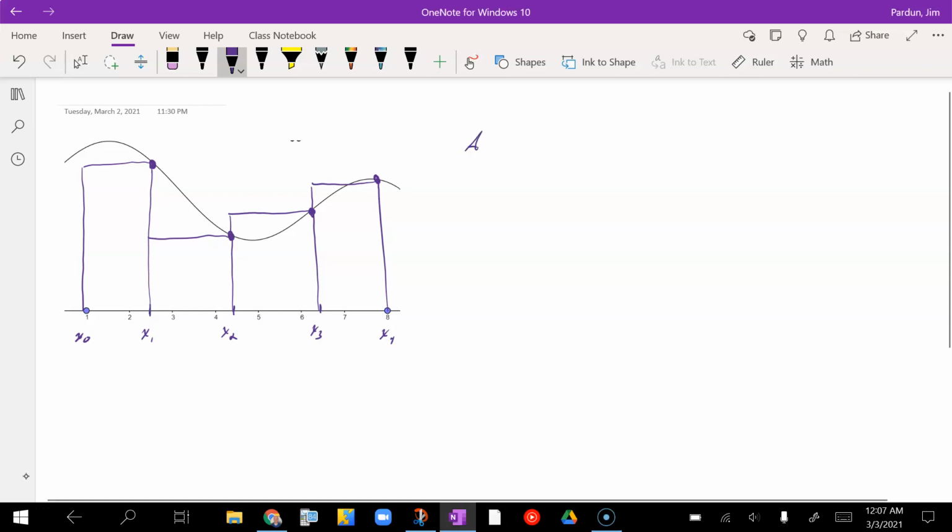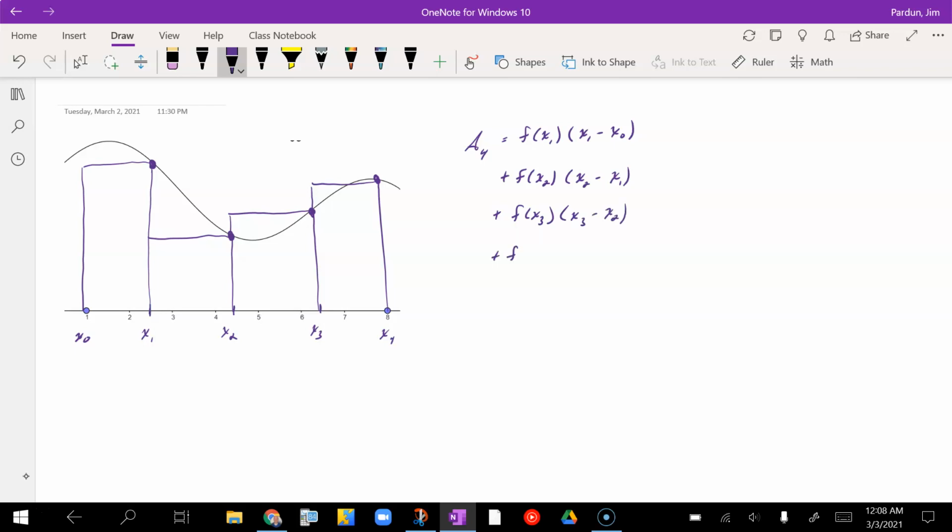But keep in mind that I can say that this area, A sub 4, I'm going to use A for area, can be the height of the first rectangle, so that's going to be f of x sub 1, times the width of the rectangle. And the width of the rectangle is going to be x sub 1 minus x sub 0, or as we say, x naught. I'm going to add to that f of x sub 2, that's the height of the second rectangle, times the width, x2 minus x1, plus f of x sub 3 times x3 minus x2. And I just keep this going for 4 rectangles.